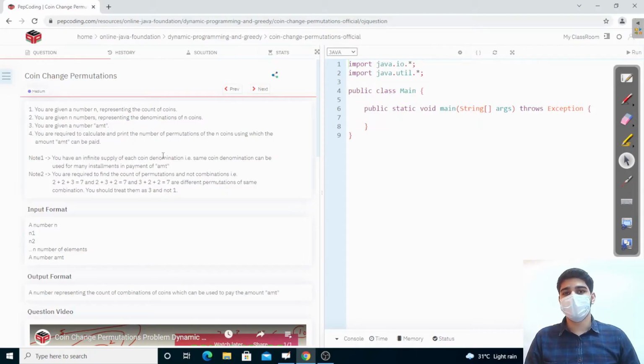Hello everyone, in this video we are going to solve the question coin change permutations. Now this question is just a slight variation of target sum subset and coin change combinations. So if you haven't checked those problems out before, I highly recommend that you do, as this question is really just slightly different from coin change combinations especially.